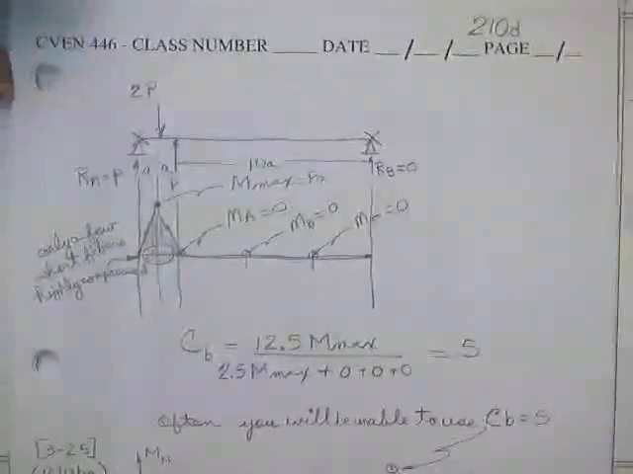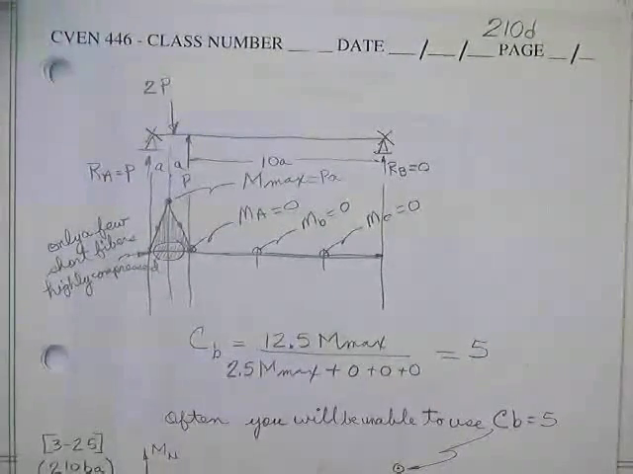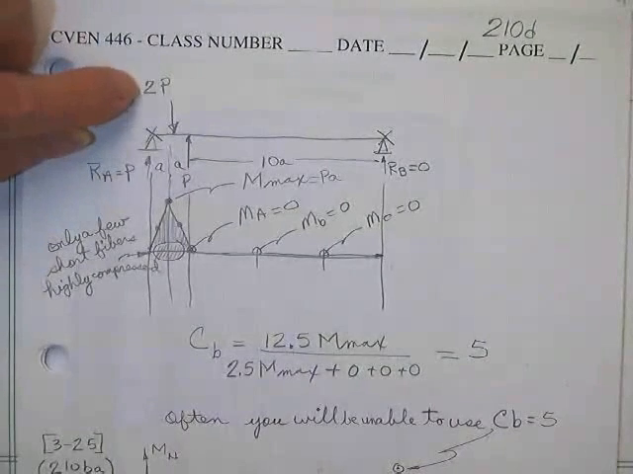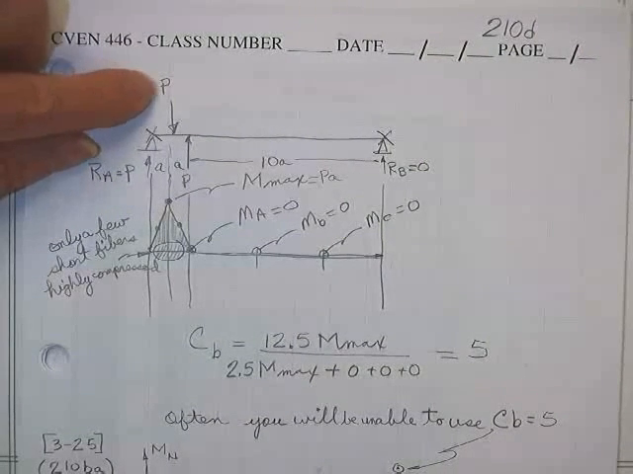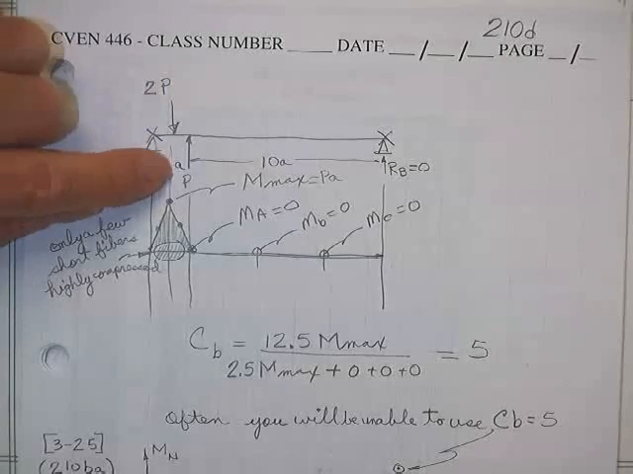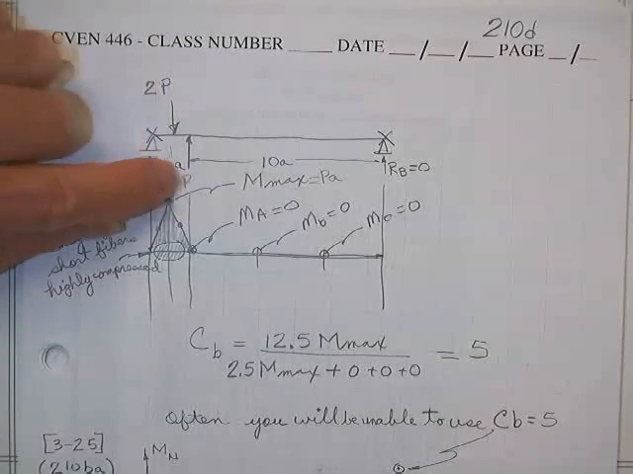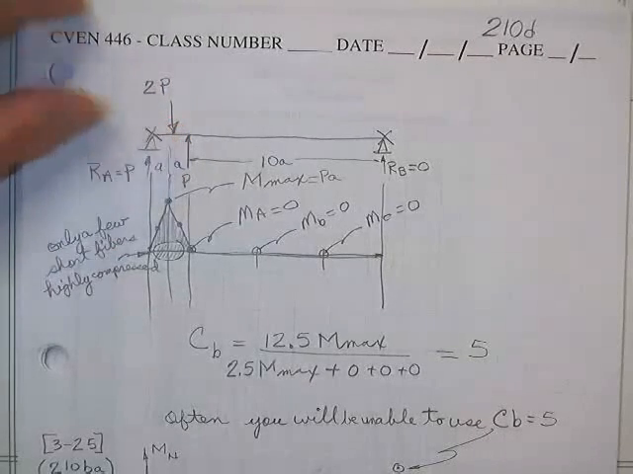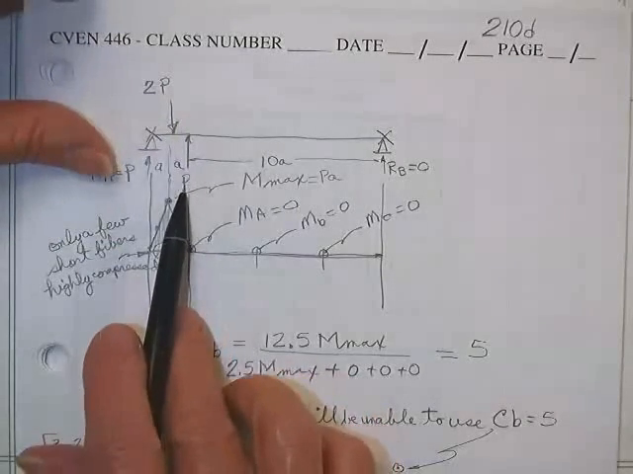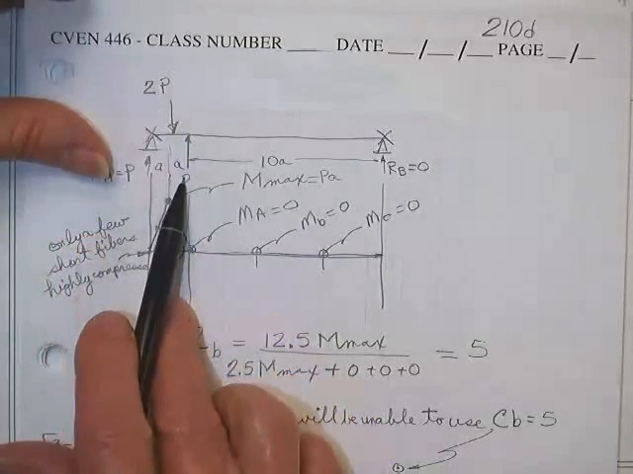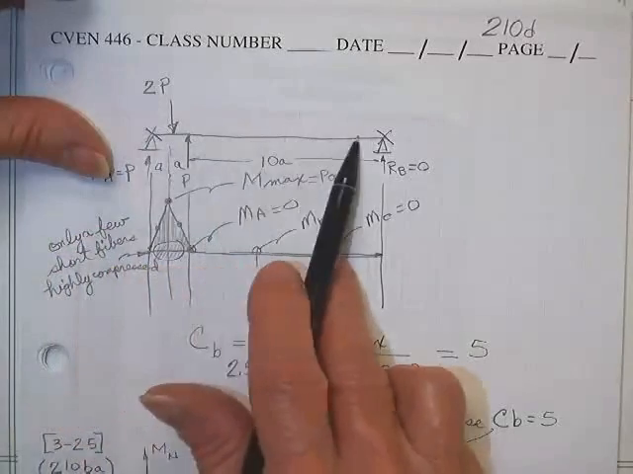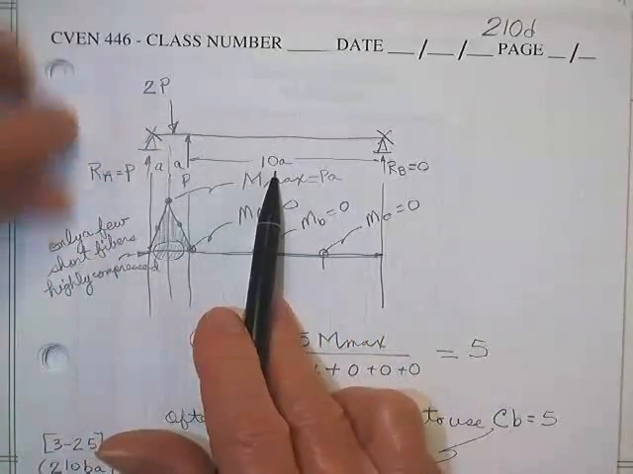Now, here we go. The beam. It's got 200 kips or something on it at 5 feet. And there's also a hydrogen balloon connected to it. That's 2P and that's P. And then here's the rest of the beam. This is A and A and 10A.